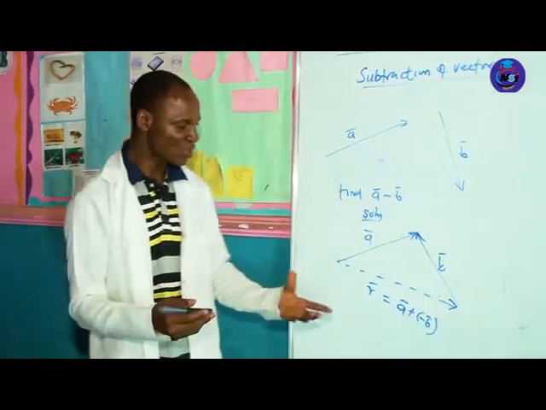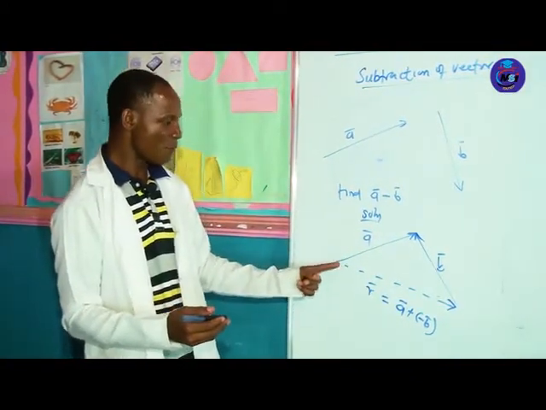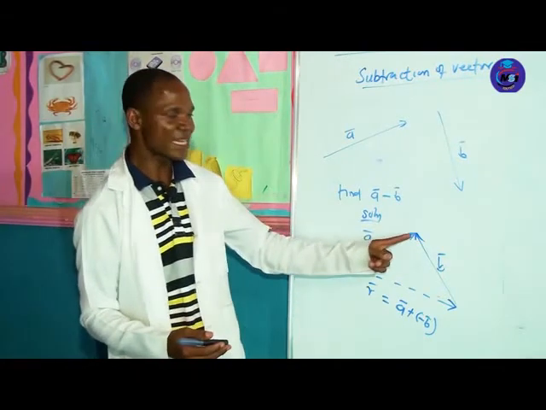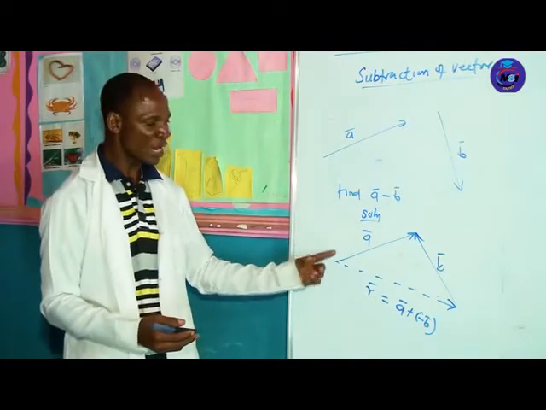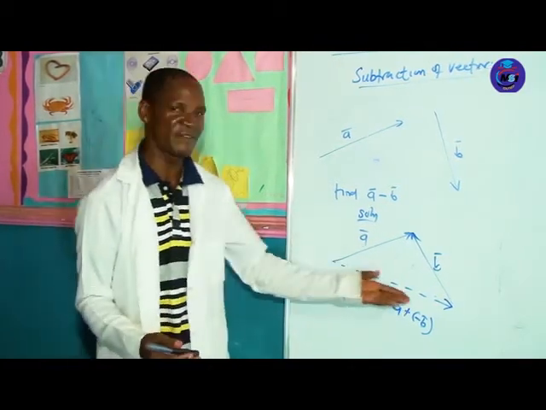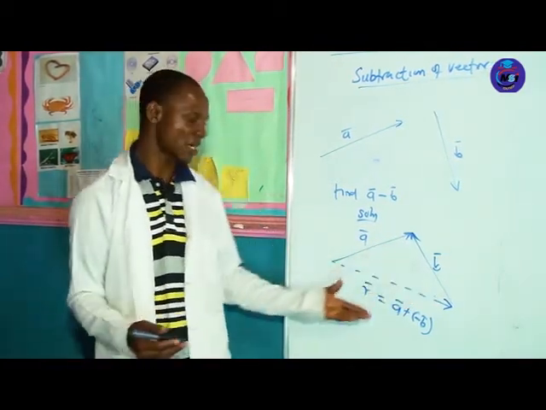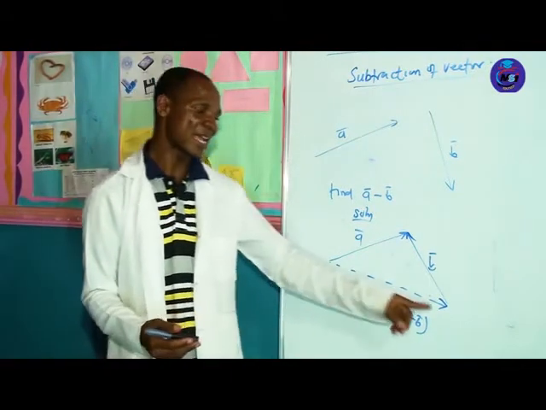Just observe that place where you have two tails. This is the only point you have two tails. Here we have a head and head. Here we have a head and tail. Here we have two tails. So you can easily determine that this is the resultant vector, and this is a vector subtraction, where there are two tails and a head and a tail.